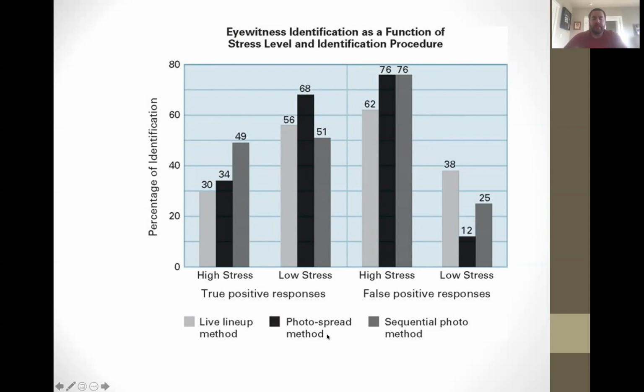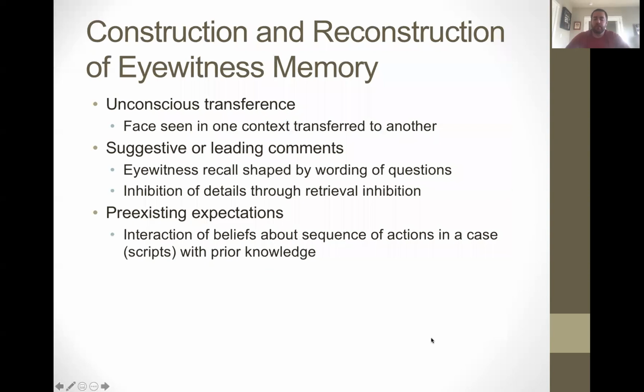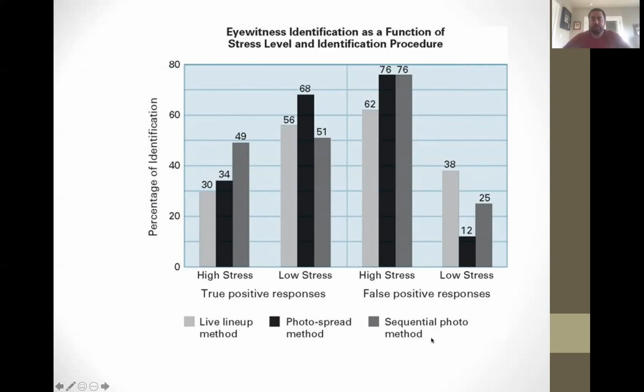Photo spread is where you have just kind of this massive book of mugshots, and there's 3, 6, or 9 photos per page, and you just kind of have your participant look over each page. If they see anybody that stands out to them, they point it out, and then they go to the next one. And then sequential photo is where you have one photo per page.